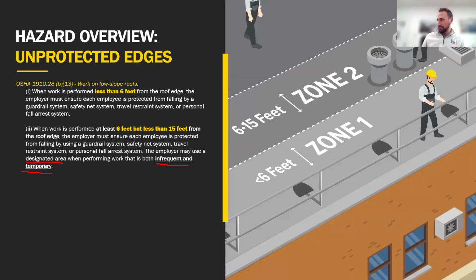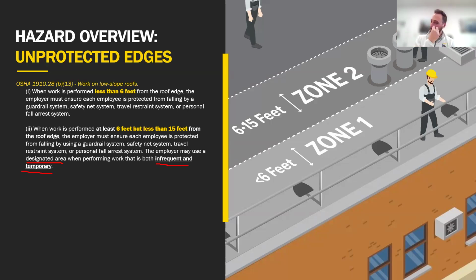So we have 3 new words that we need to learn. Number 1, designated area. What does that mean? A designated area, if you're looking at 1910.29, that specifies the performance requirements of fall protection systems. A designated area is a warning line system. It is visible from 20 feet. It is at least 39 inches tall with sag no greater than 34 inches, using cable with tensile strength of at least 200 pounds. That's what it is.